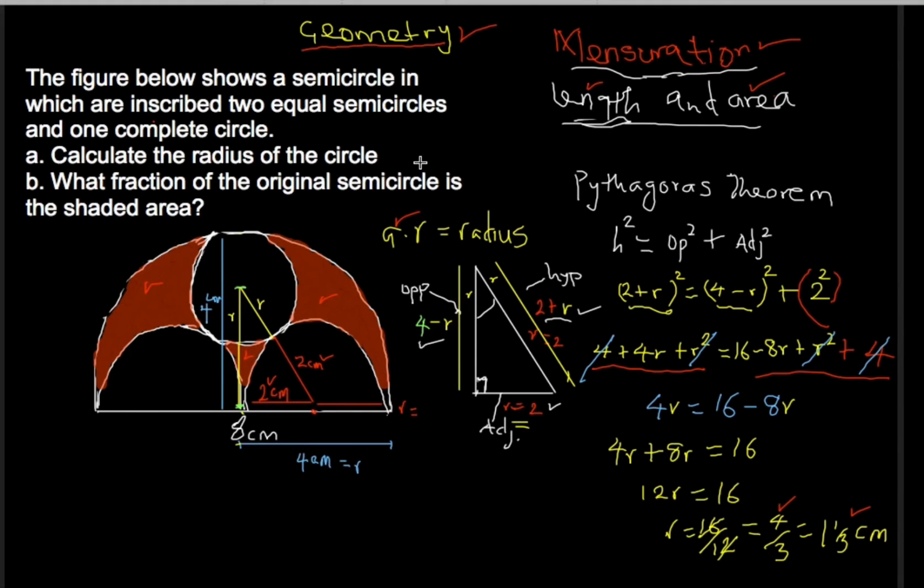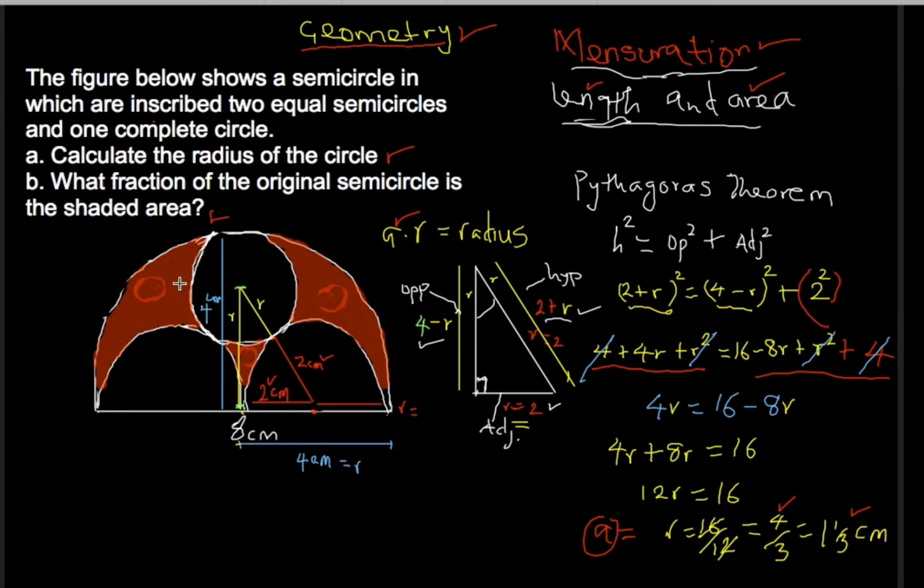For those of you who follow me earlier, we solved the A question. The A question gave us R equal to 4/3 cm. Question B says, what fraction of the original semicircle is the shaded area?